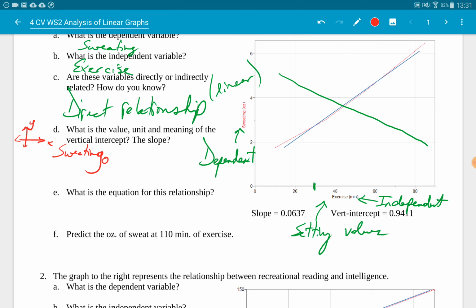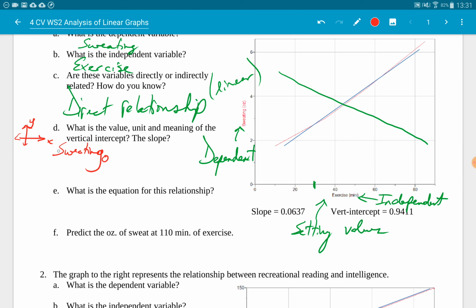Oftentimes, and I think we've seen this already, we'll abbreviate one of the variables to something shorter. Sweating is not a typically seen variable, so we don't have a good letter that we use and substitute for that. But the sweating at time equal to 0. If we put a subscript on things, that's what that means.